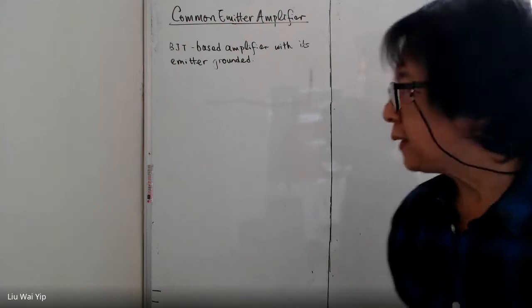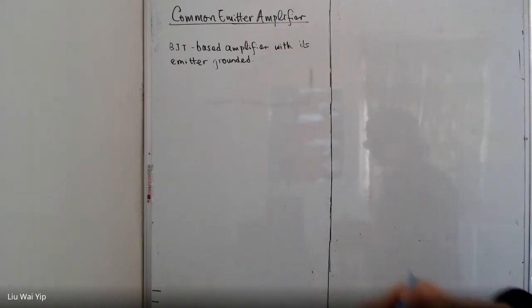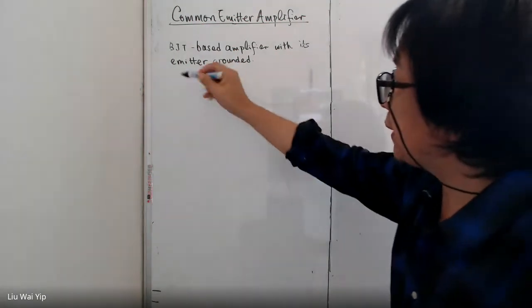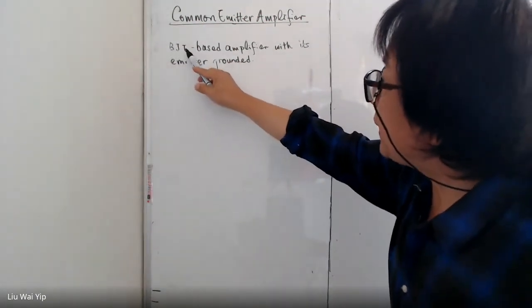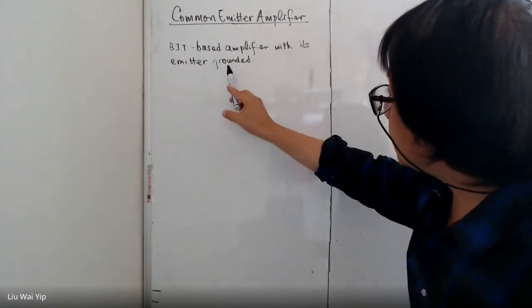Hello everyone. This video is about the common emitter amplifier. A common emitter amplifier is basically a BJT-based amplifier with its emitter grounded.